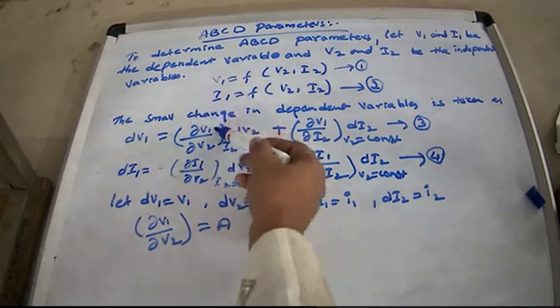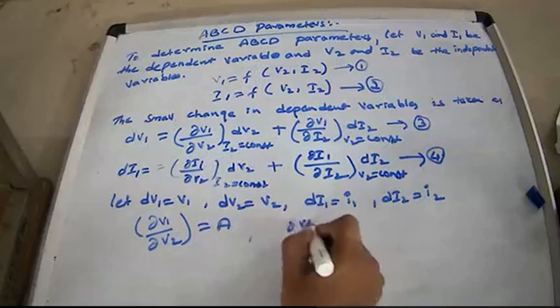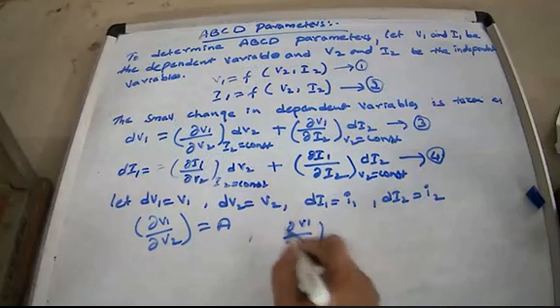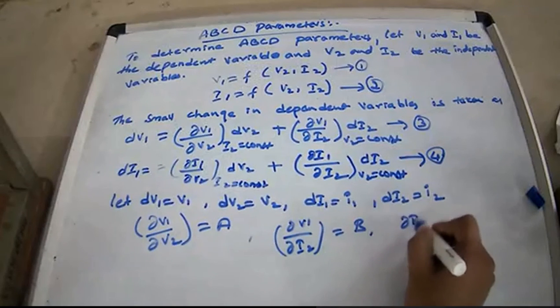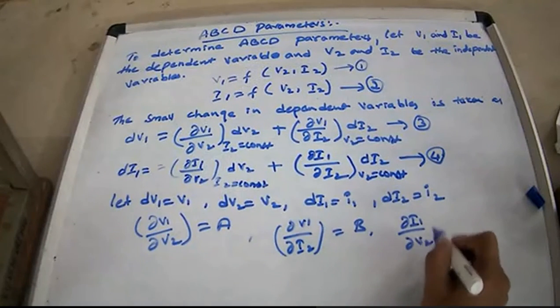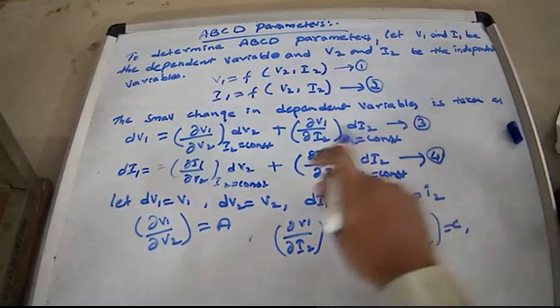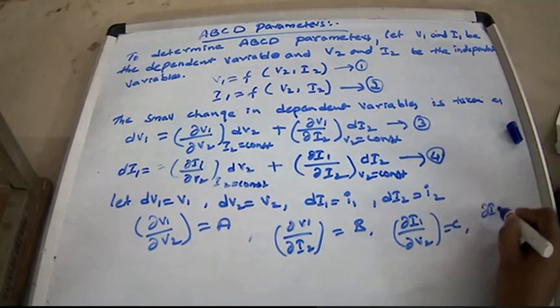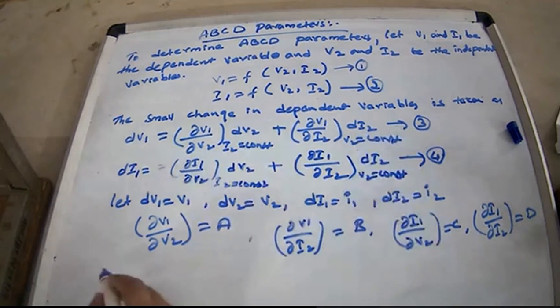So we are writing the first one, dou V1 by dou V2, as A. Then dou V1 by dou I2, this value we write as B. Then dou I1 by dou V2, this value as C. Then the last one, dou I1 by dou I2, we write as D. So we got the simplest form. Let us substitute these values in the above equations.